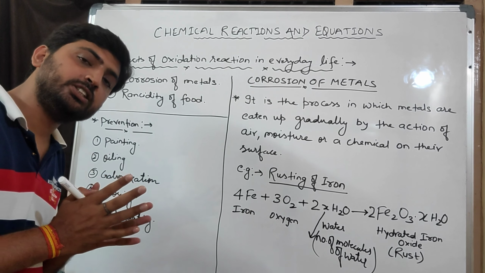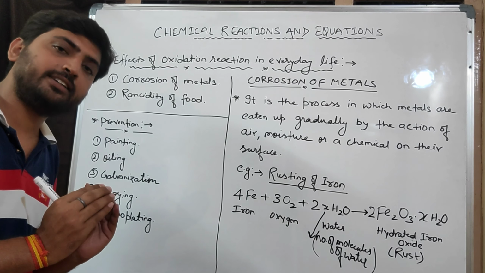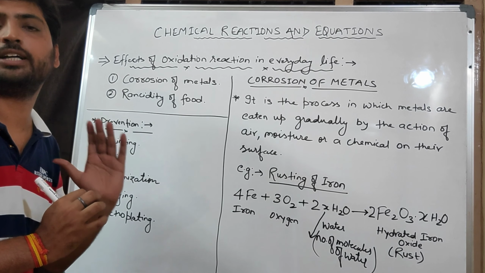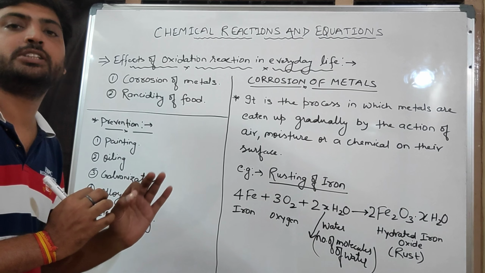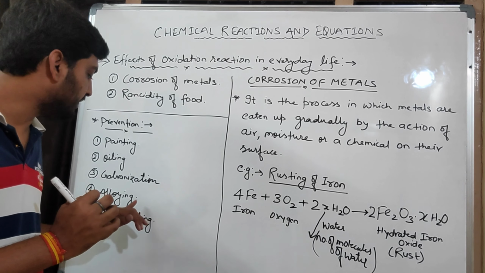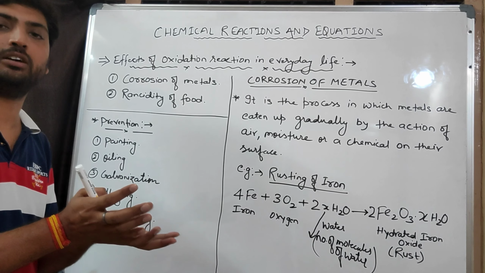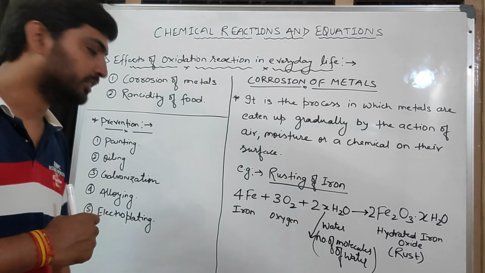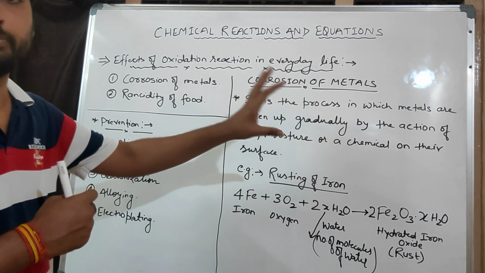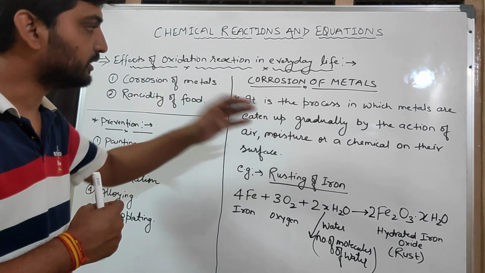The concept is to cut the contact of iron with oxygen and water so as to reduce the rusting effect of iron. Alloying is different, that is mixing of different metals together. So this was the corrosion of metal. We will study this topic in detail in the third chapter.